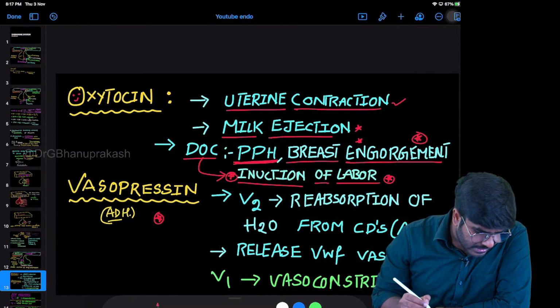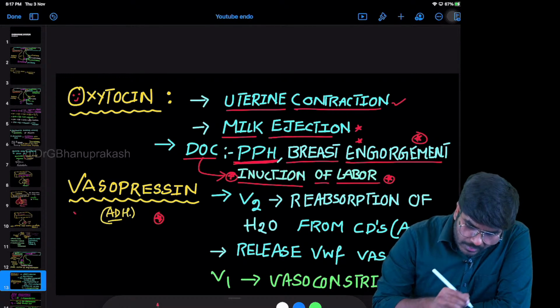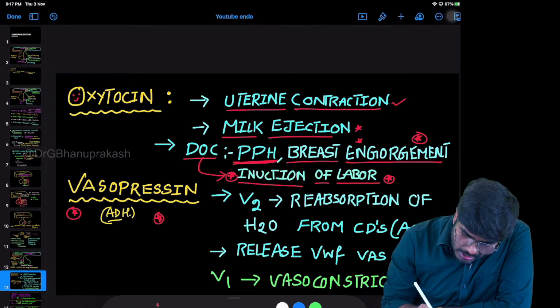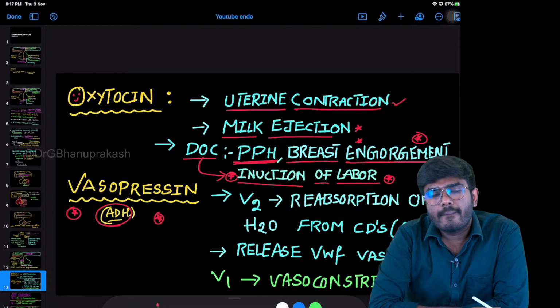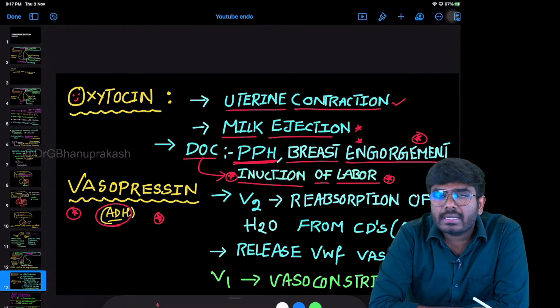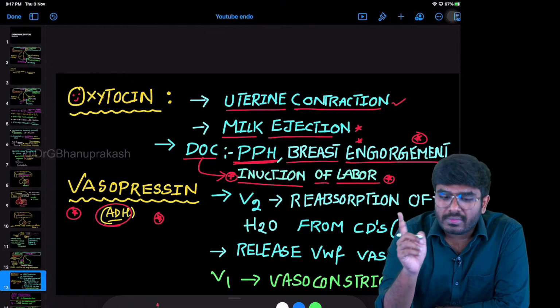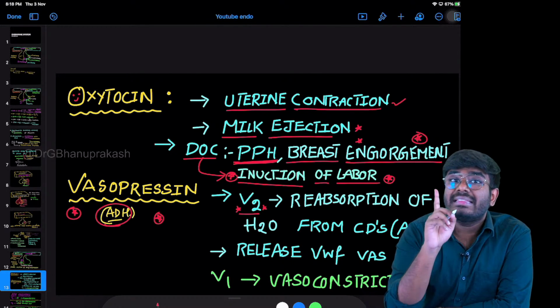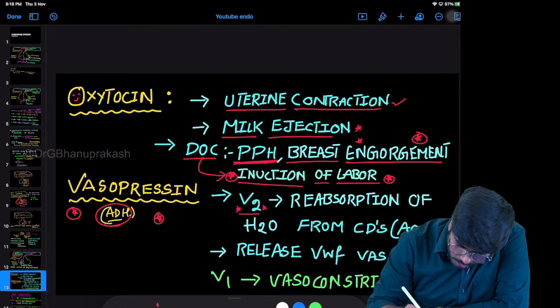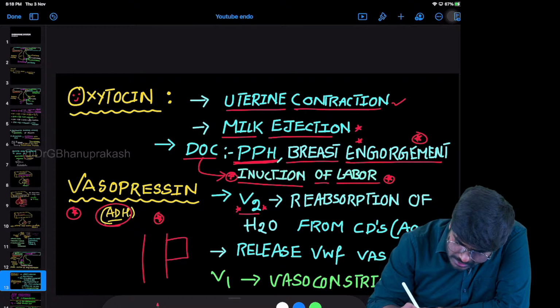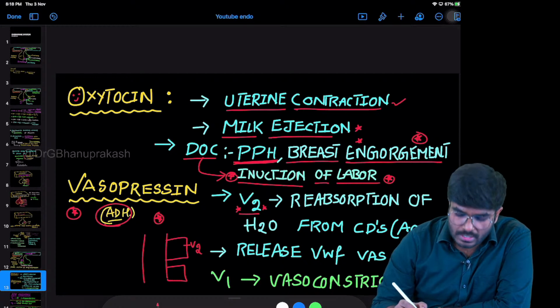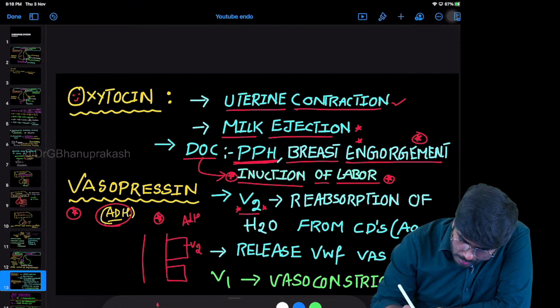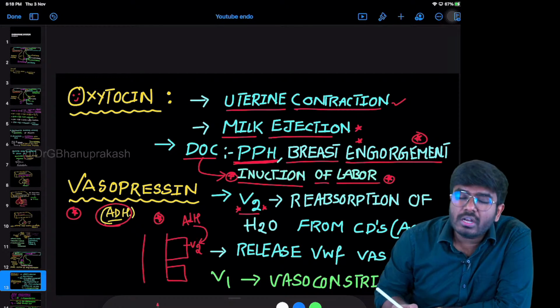Now, after discussing oxytocin, let's talk about the importance of vasopressin. Vasopressin is also called antidiuretic hormone. Now, where will this antidiuretic hormone act? The antidiuretic hormone will act on V2 receptors in the collecting ducts. In the nephron, there are cells called principal cells. On these principal cells, V2 receptors are present. The antidiuretic hormone will come and act on V2 receptors.